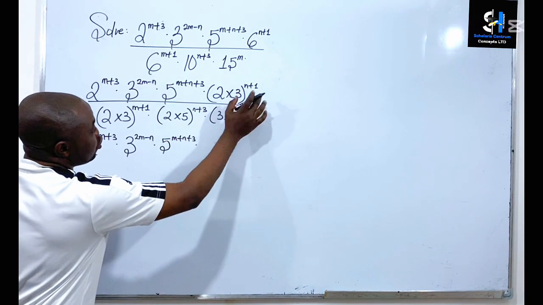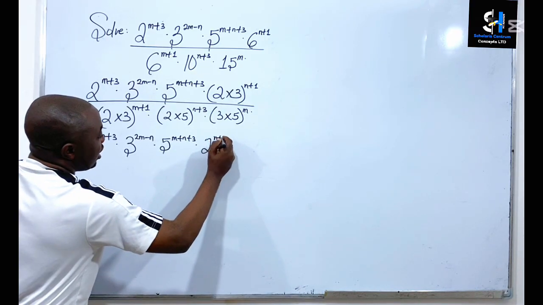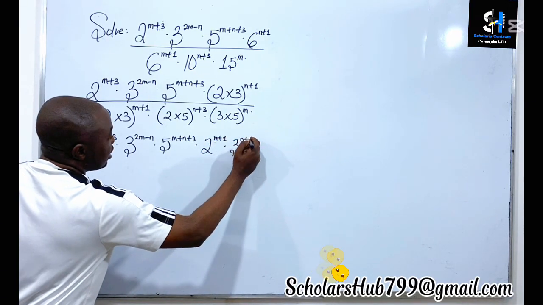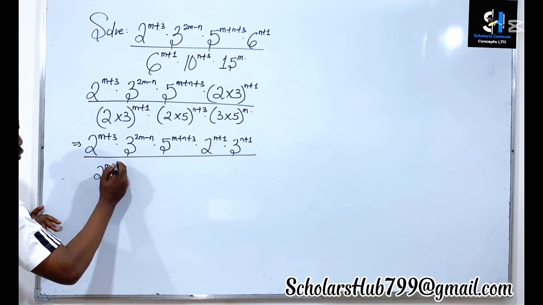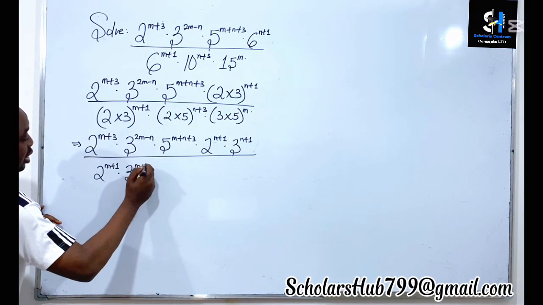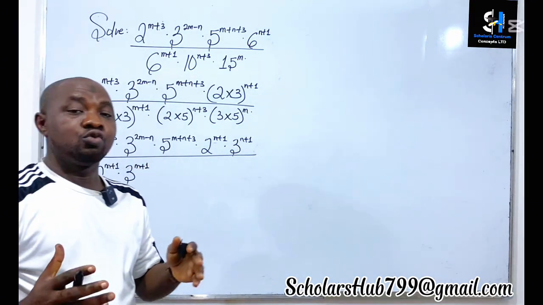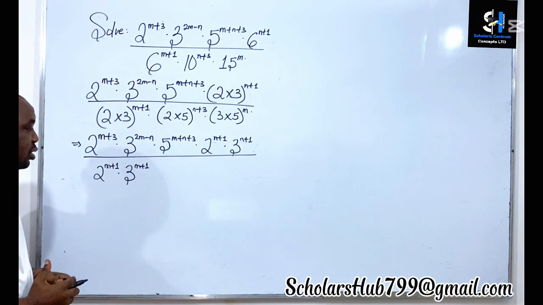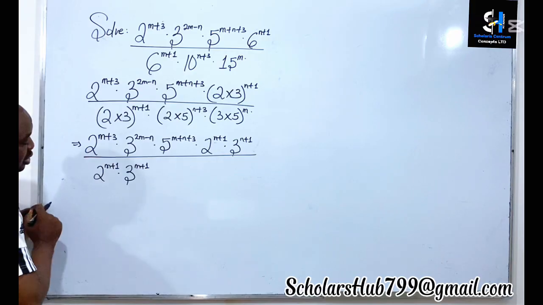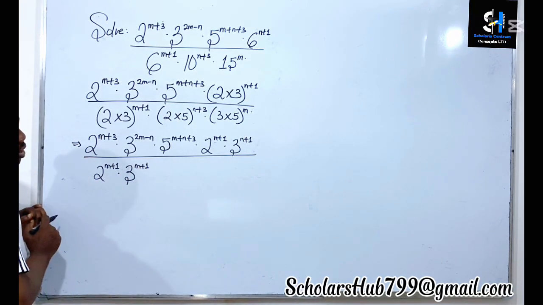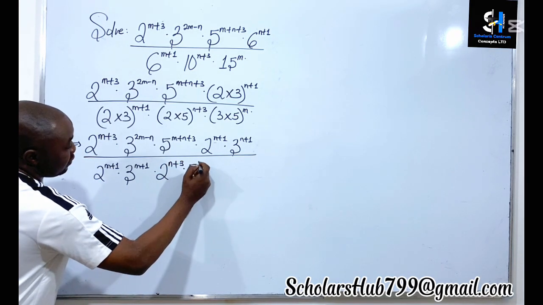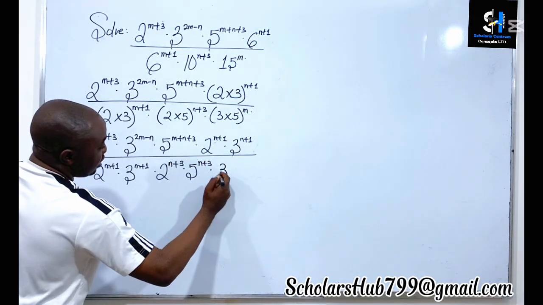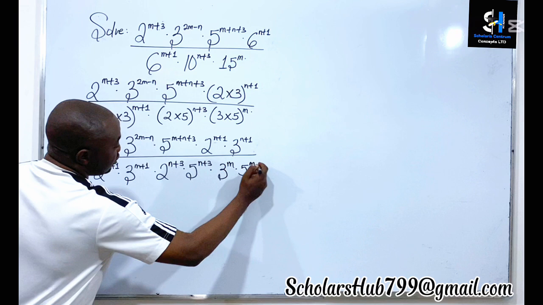Now we need to expand this. That will be 2 raised to the n plus 1 multiplied by 3 raised to the n plus 1, all over 2 raised to the n plus 1 multiplied by 3 raised to the n plus 1. That is when we use the expanded rule for the power of a product. So we have 2 exponent n plus n times 3 exponent n plus 1, then 3 exponent n plus 1. Then also this will be 2 exponent n plus 3 multiplied by 5 exponent n plus 3 multiplied by 3 raised to the power of n times 5 raised to the power of n.